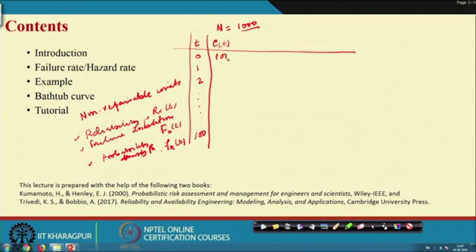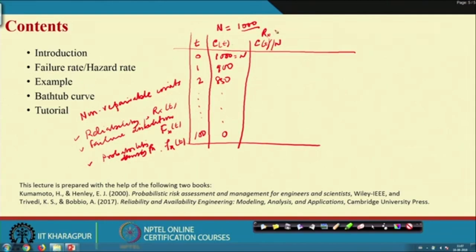If C(t) is the number of surviving units, then at t equals 0 it will be n, which is 1000. In the next interval it is 900, then 850, and so on, until at the 100th time it is 0. Then the number of units survived, C(t) by n, is your R(t) or reliability. So it will start with 1000 by 1000, that is 1, then 0.90, 0.85, and finally it will be 0.